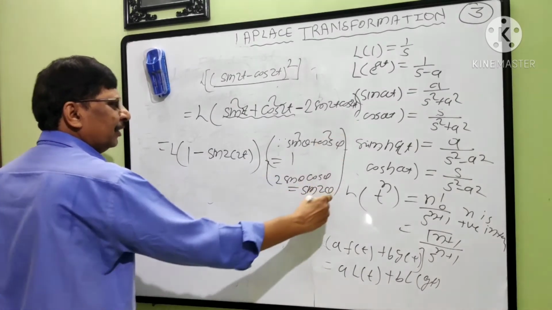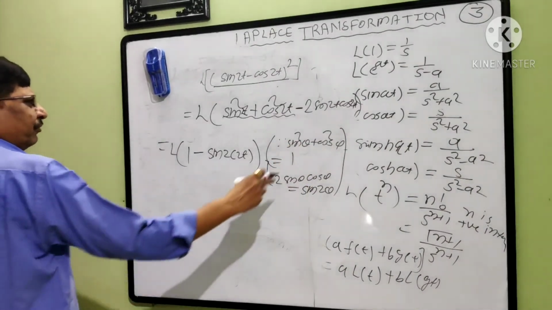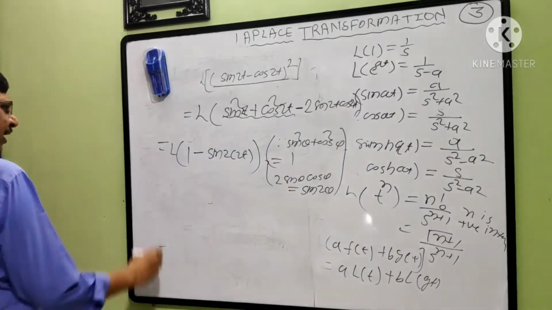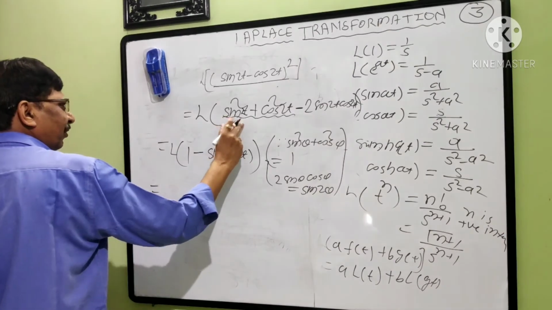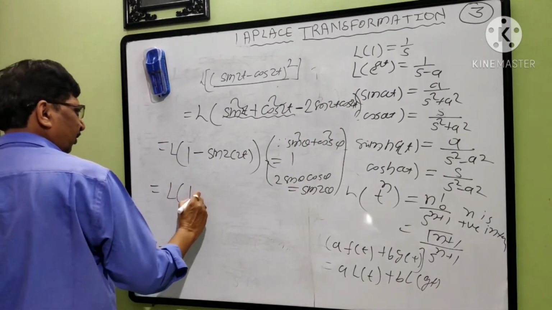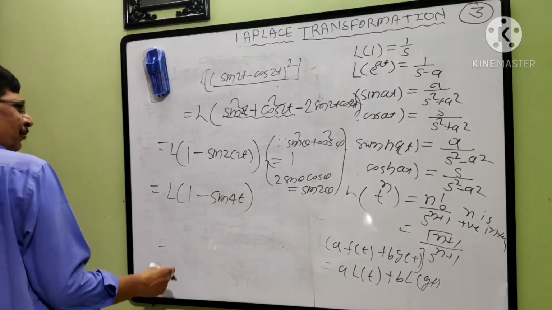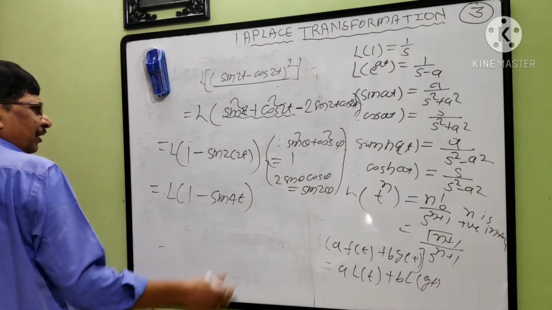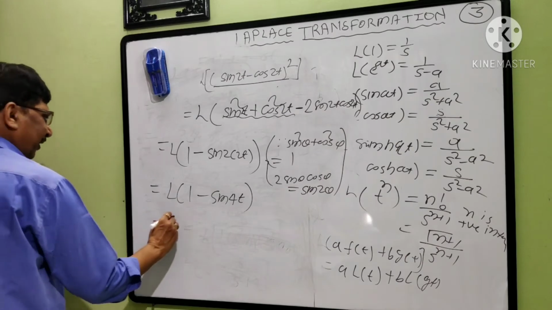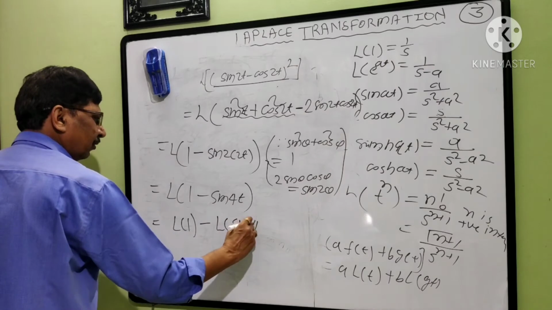Again I am repeating, if you follow me it will be better. sin² + cos² = 1, and 2 sin θ cos θ is sin 2θ. So here is a 1 and 2 sin θ cos θ, sin 2θ, meaning the Laplace transformation of 1 minus sin 4θ, meaning 4t is there. Instead of θ we are converting this function of t in terms of s. Now by the linear property, we separate the 1 and the Laplace transformation of sin 4t.